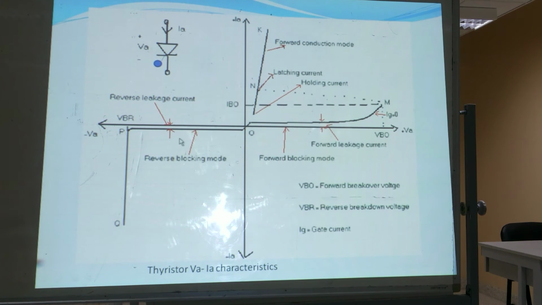If you apply reverse voltage, that means cathode is made positive with respect to anode, a small leakage current flows, so it is in reverse blocking mode, and the reverse leakage current is very small. Once the reverse voltage reaches reverse breakdown voltage, current suddenly increases and thyristor gets damaged. So don't operate in the reverse direction, don't apply reverse breakdown voltage, or the thyristor will get damaged.